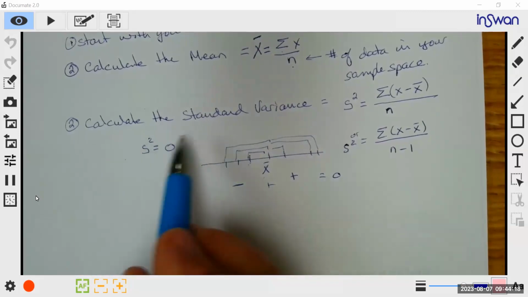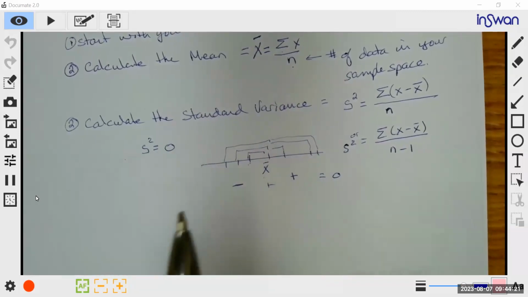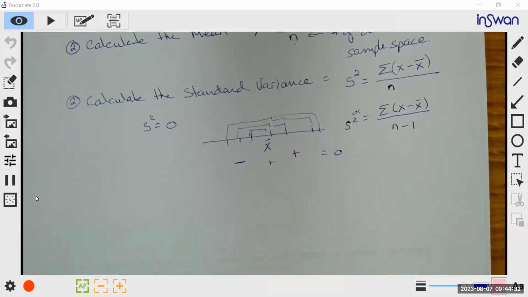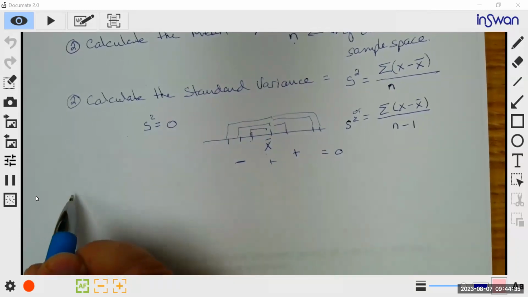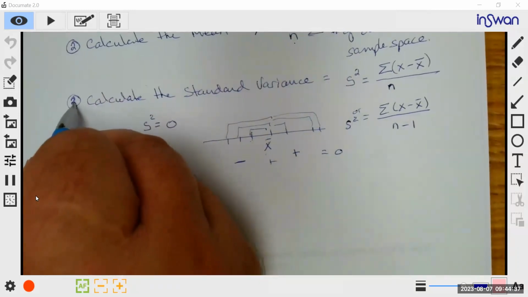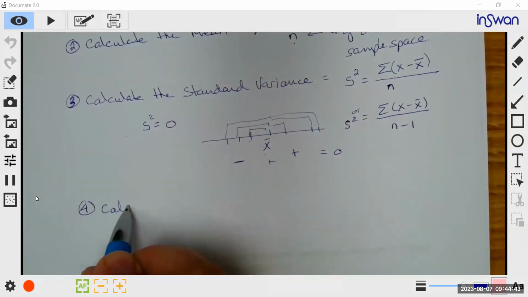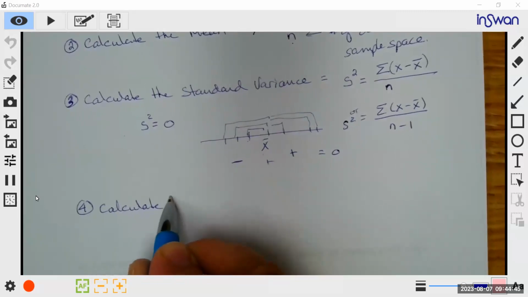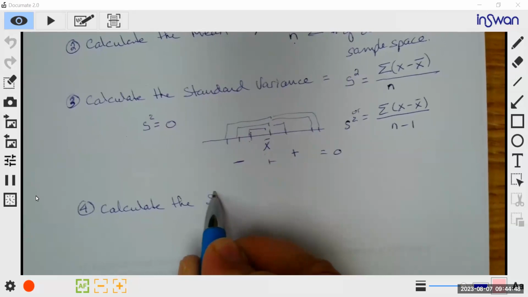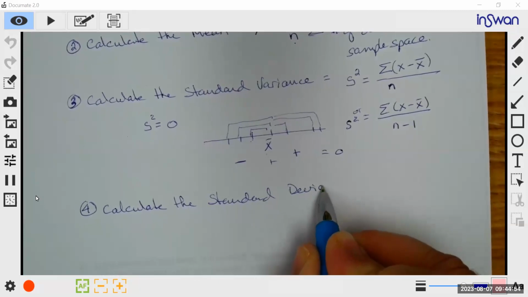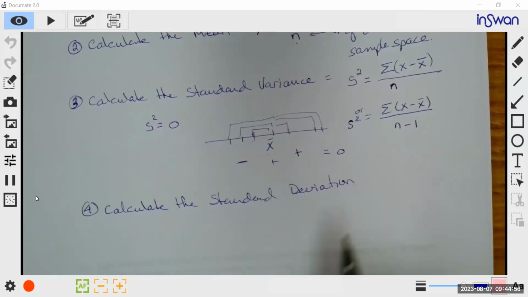If the sum of all these variances does not equal 0, then something's wrong. Go back and look at your numbers. Probably your mean is wrong, or you're missing some data. That's 1, 2, this is 3. This is step 4. Calculate the standard deviation.